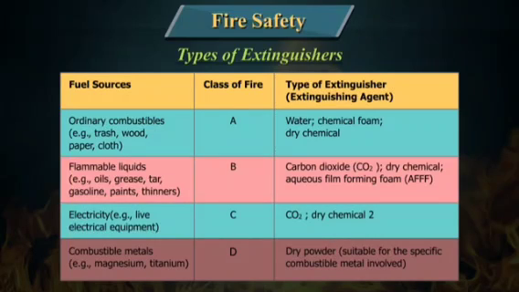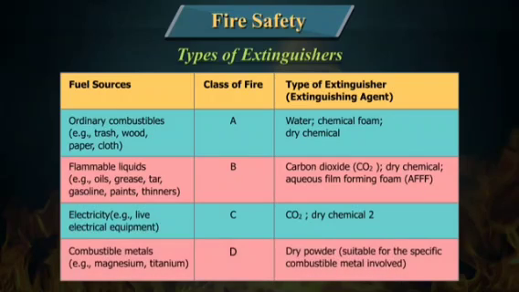Fuel source, electricity, for example, live electrical equipment. Its class of fire is C. Type of extinguishers are CO2, dry chemical too. Fuel source, combustible metals, for example, magnesium and titanium. The class of fire is D. The type of extinguisher, dry powder, suitable for the specific combustible metal involved.